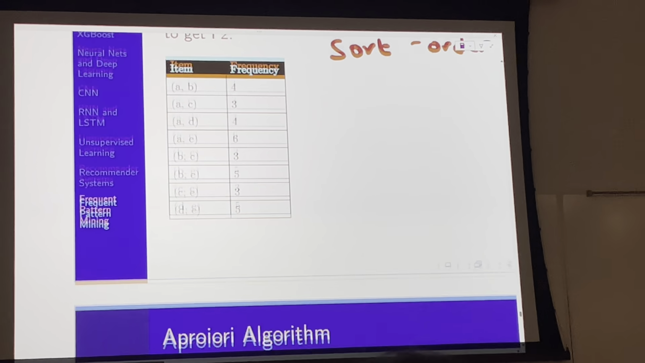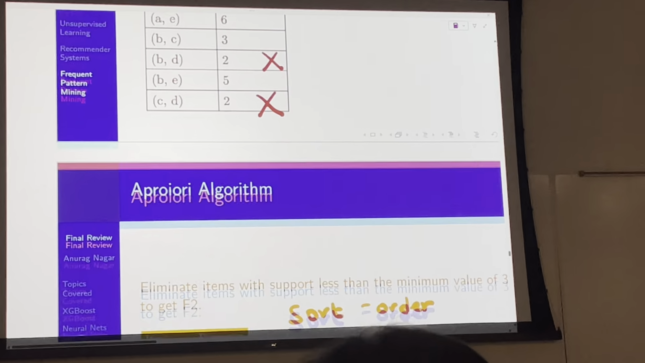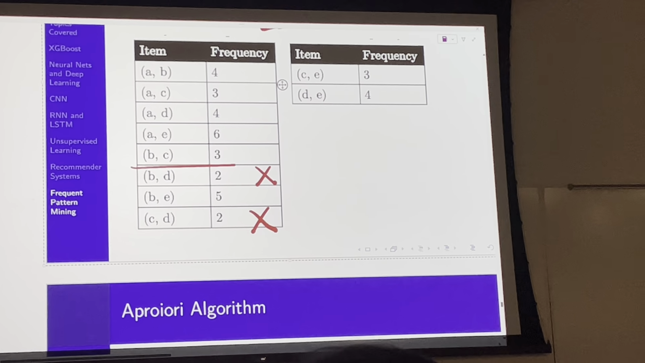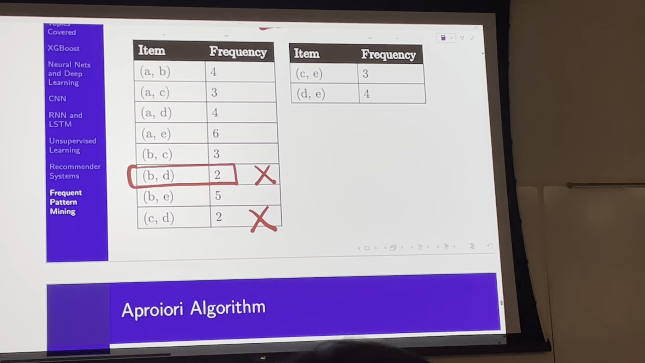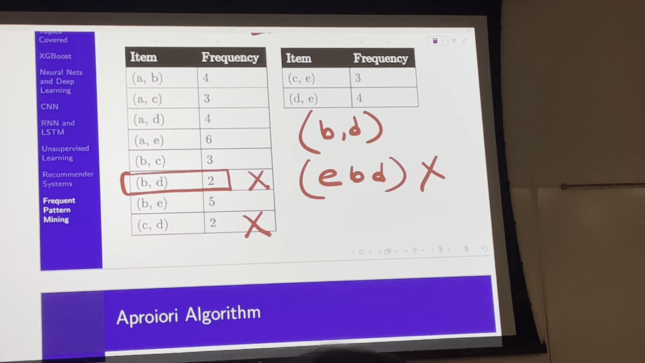Now, here is one thing that I want you to realize, which is the Apriori property. The Apriori property, which I should emphasize, is that BD is not frequent. See this? Anything that contains BD cannot be frequent. So, since BD is not frequent, EBD cannot be frequent, for example. Why?